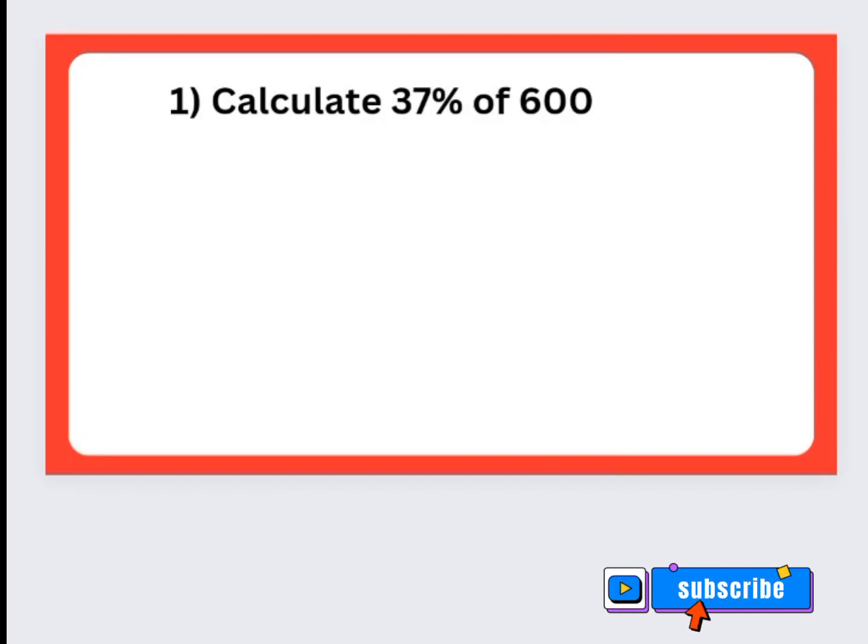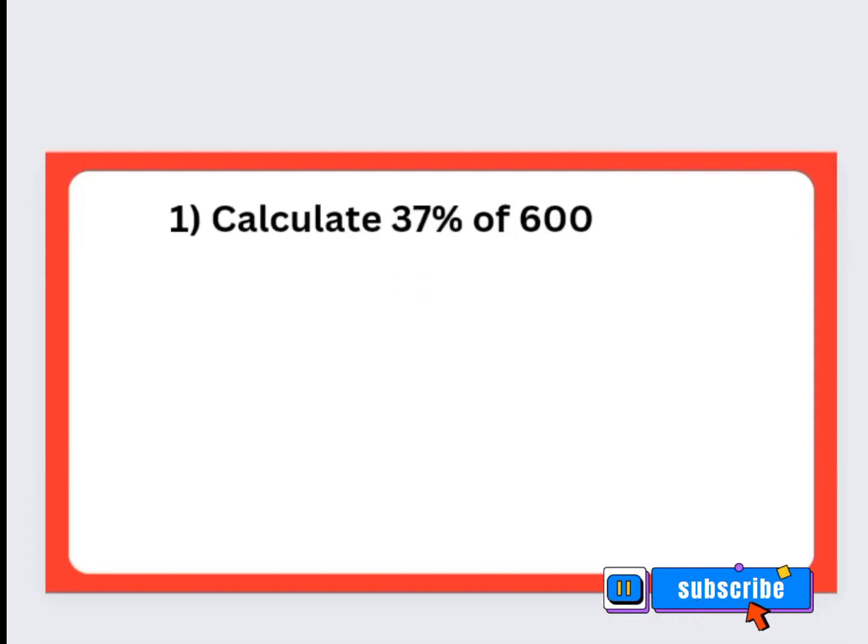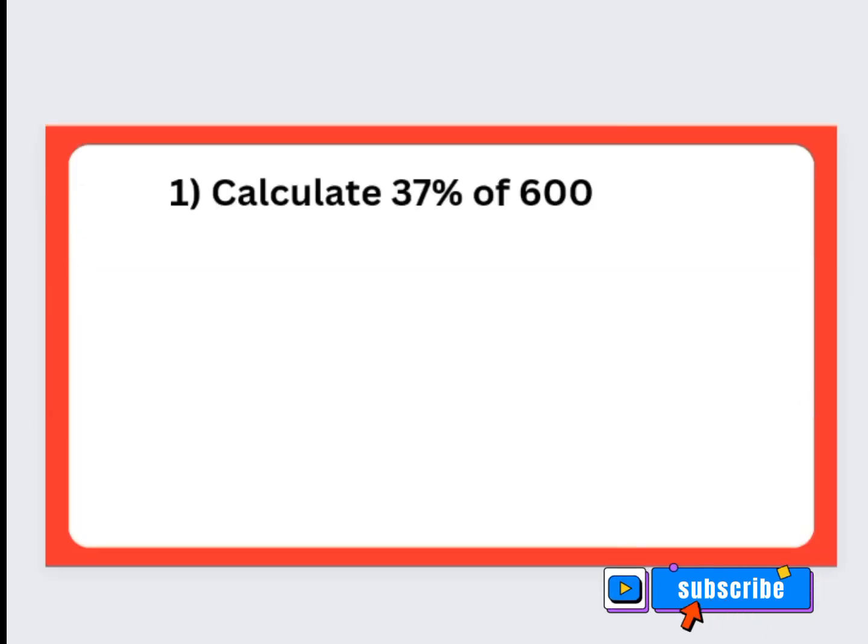In this session of mathematics, we're going to look at percentages. And we have this problem on percentage. Number 1, we have: calculate 37% of 600. Calculate 37% of 600.